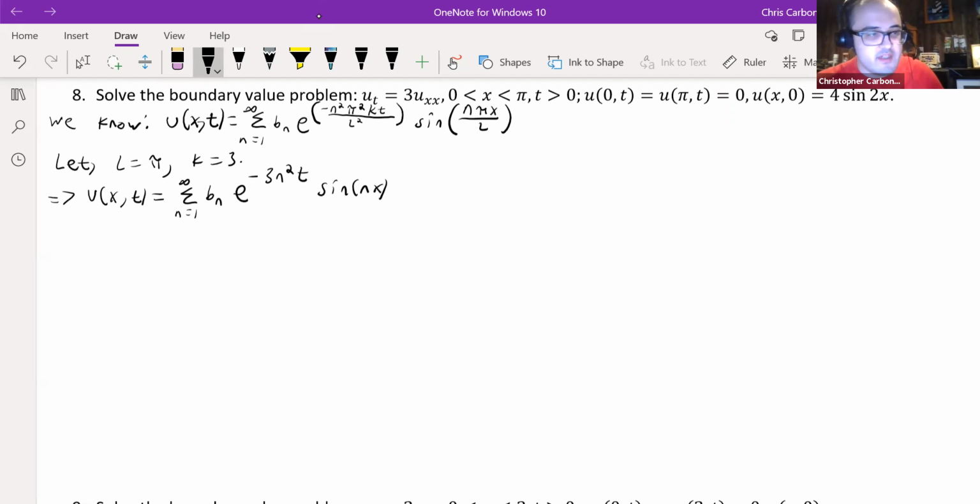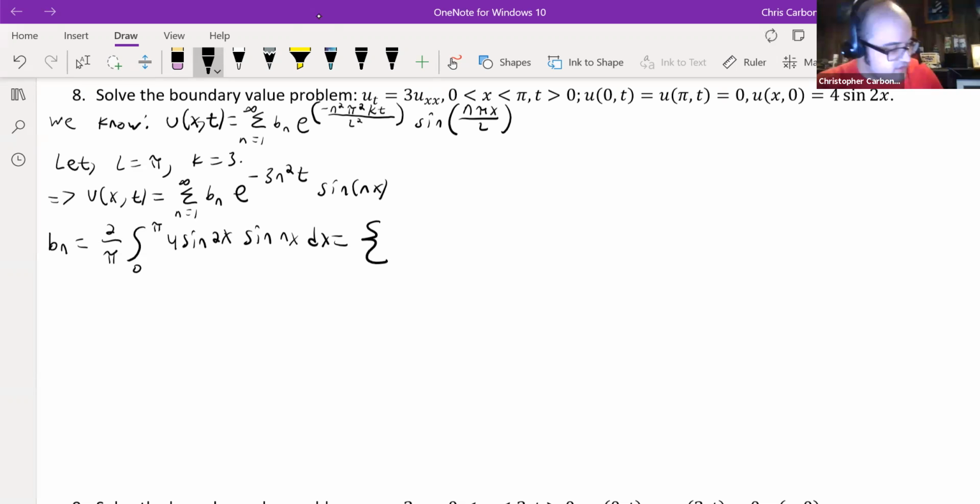So from this, we know that b sub n must be 2 over pi times the integral between 0 and pi of 4 times the sine of 2x times the sine of nx dx. Evaluating that would give us a value of 4 times the sine of 2x divided by n times pi when n is odd, and that will give us the value of 0 when n is even.